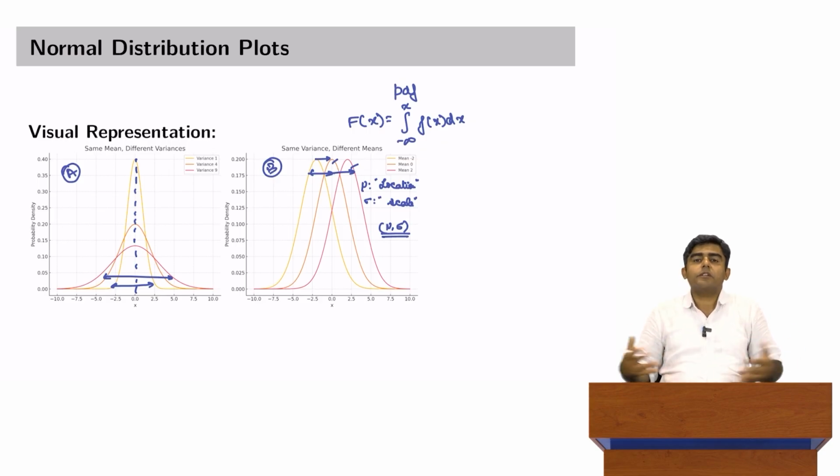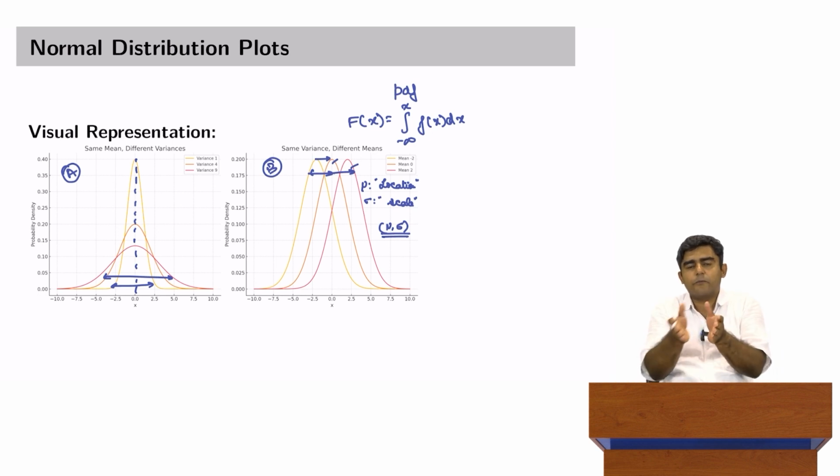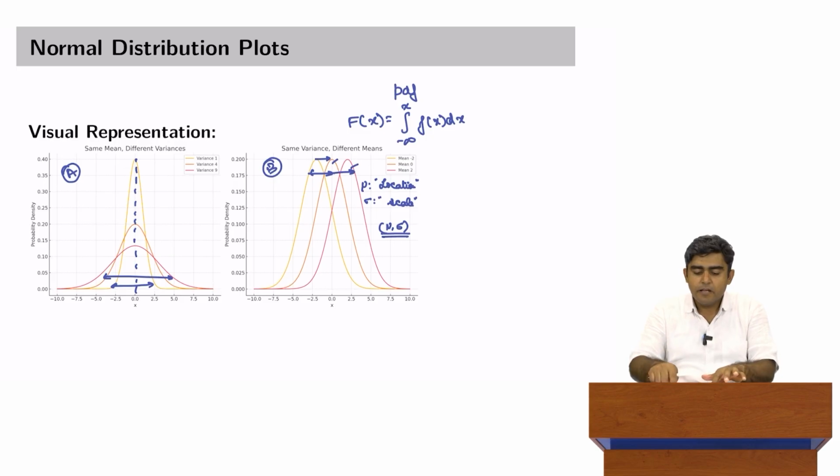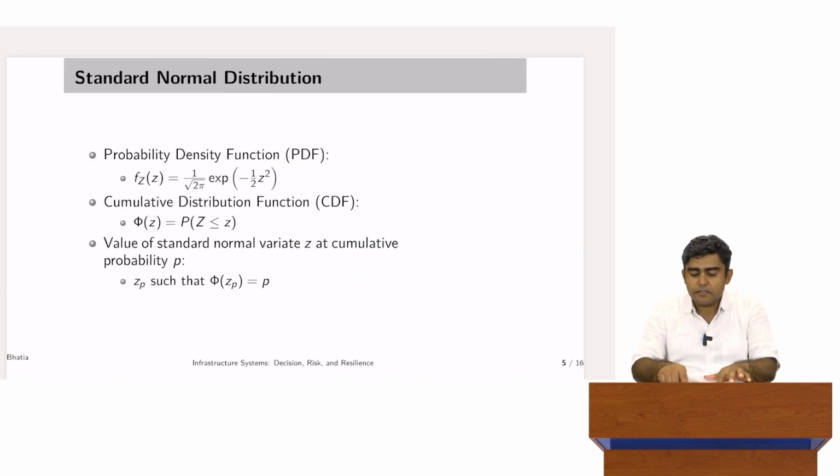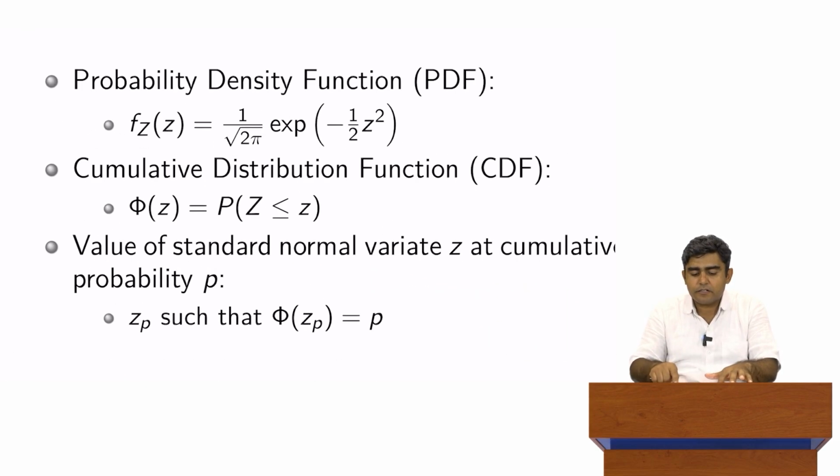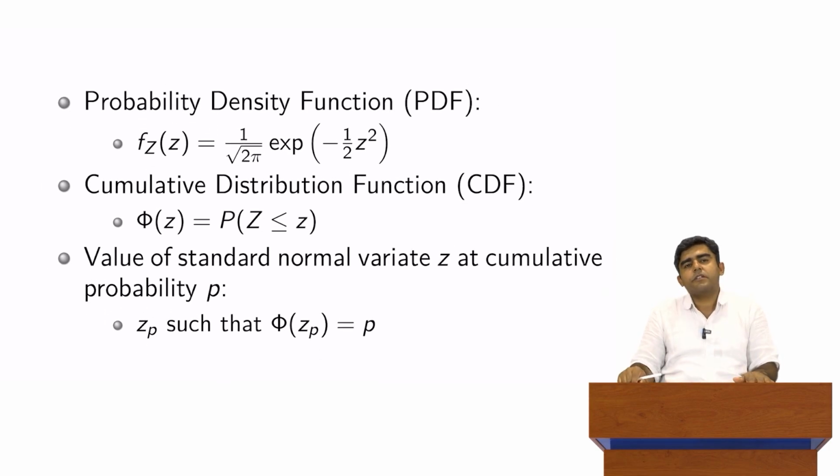Now, since we encounter these distributions so many times in engineering, sciences, and everywhere else, we have generated some standard tables to find this area under the curve to calculate values of Fx. And that is where the term standard normal distribution comes into the picture.